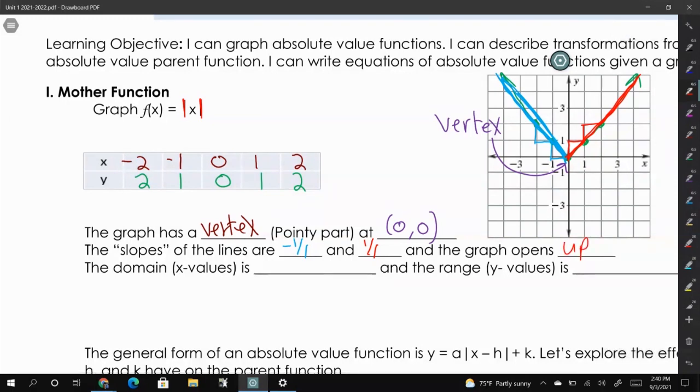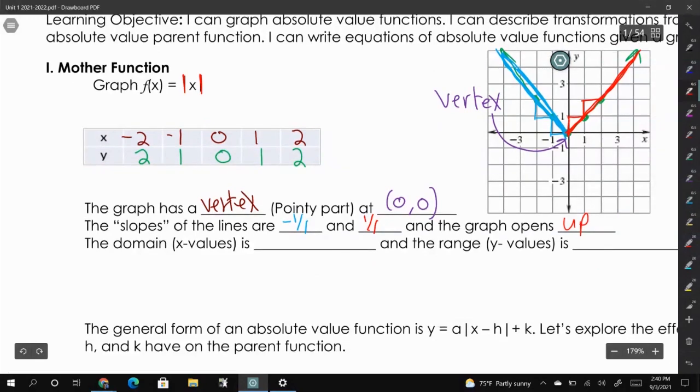And the domain, remember, domain is the x values. You can plug in any number for x and take the absolute value. So the domain is all real numbers, or you can write it as -infinity, infinity, because that means every number from -infinity to +infinity.